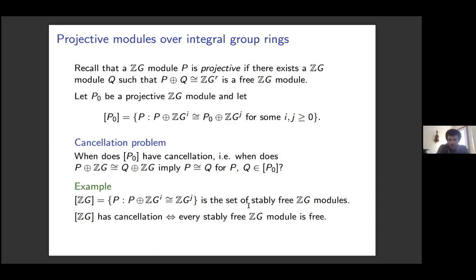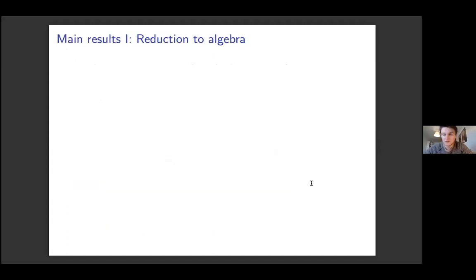Sorry, can I ask a potentially dumb question? What does projective have to do with this cancellation problem? Surely you can make the same question for modules in general. Yes, you definitely can make the same question for modules in general. But I guess we'll see where this particular problem arises. It's definitely still interesting in other cases where P naught is not projective. Good question.